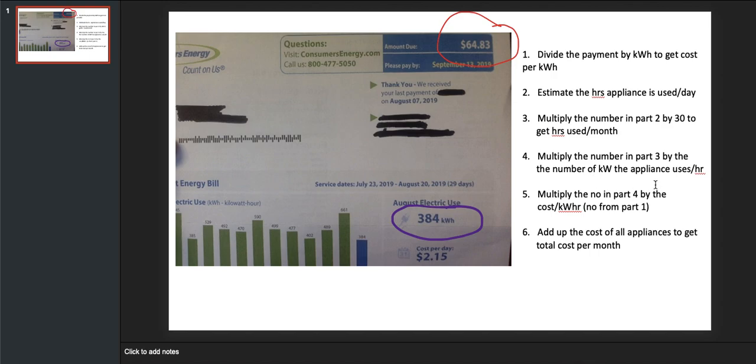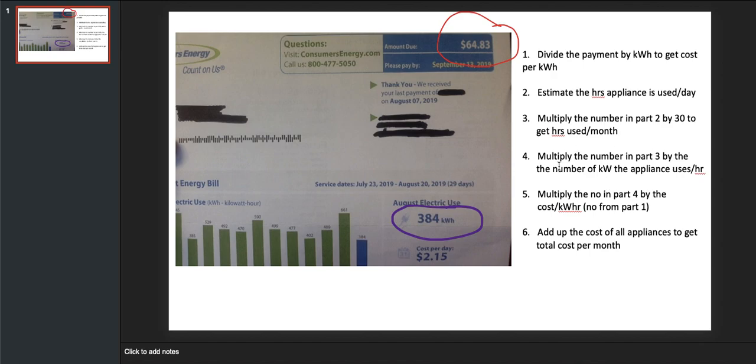Okay. Once you get this number, you multiply that by the number of kilowatts the appliance uses per hour. This is actually dependent on the type of appliance. So you look at the microwave, for example. The microwave is 1,000 watts, the oven is 1,500 or so. So you convert that to kilowatts. Okay, divide the watts by 1,000 to get kilowatts.